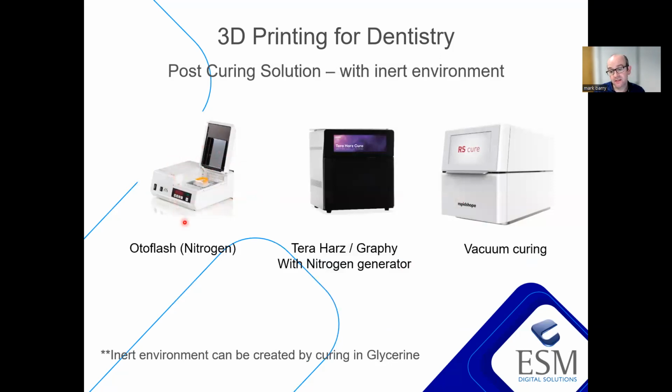Now, one solution, typical of the Autoflash, is where a nitrogen source, i.e. a cylinder of nitrogen in your lab or in your practice, is used to create this inert environment within which the curing happens.